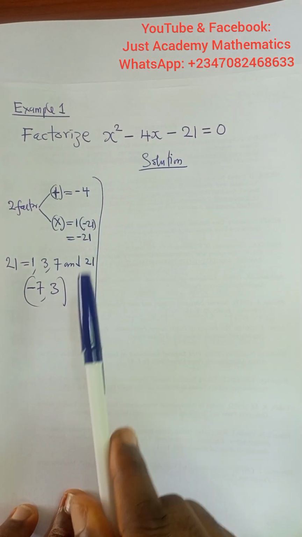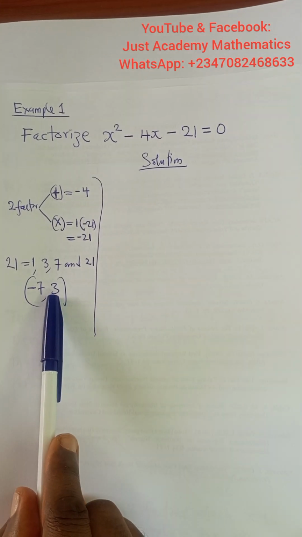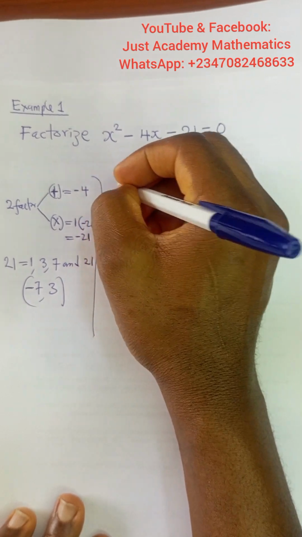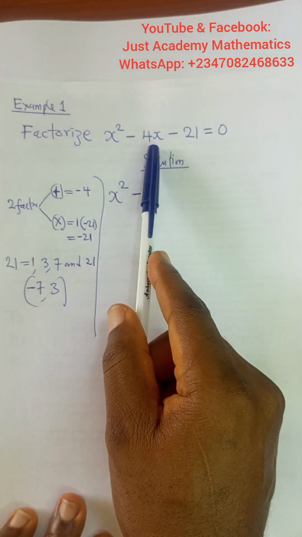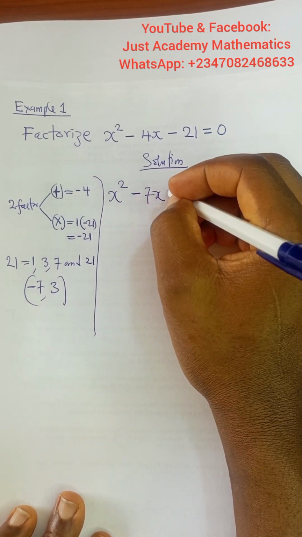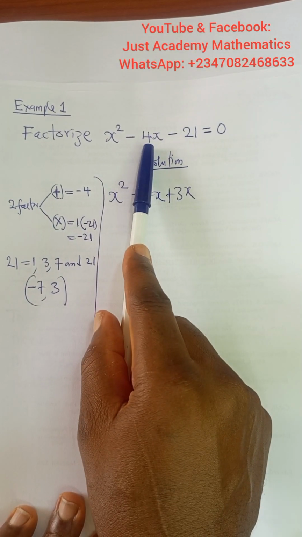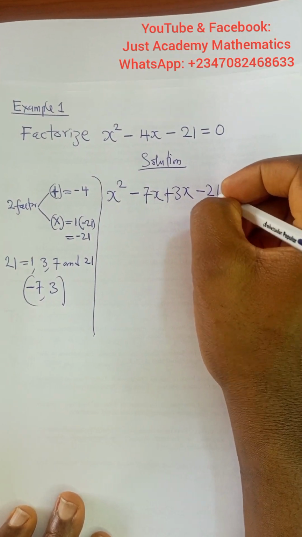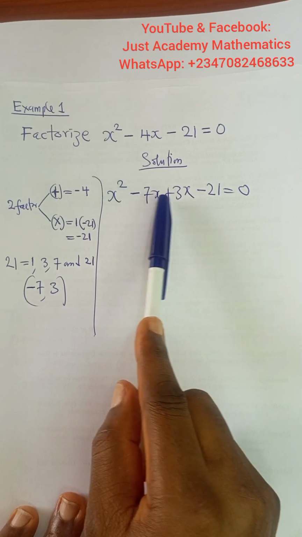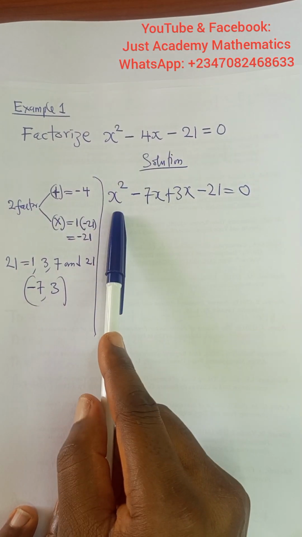So now that we know the two numbers, the two factors, we will now attach s to these two factors and use it to replace this one at the center, so that we will now get s squared. In the place of minus 4s, we will replace what? Minus 7s plus 3s. That is the two values. Then minus 21 equals 0. If you notice, minus 7s plus 3s will give us minus 4.